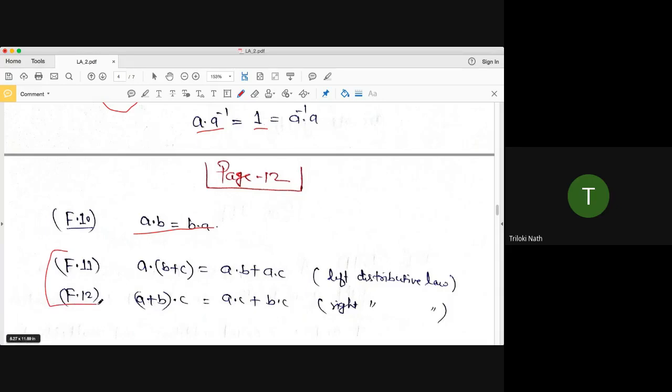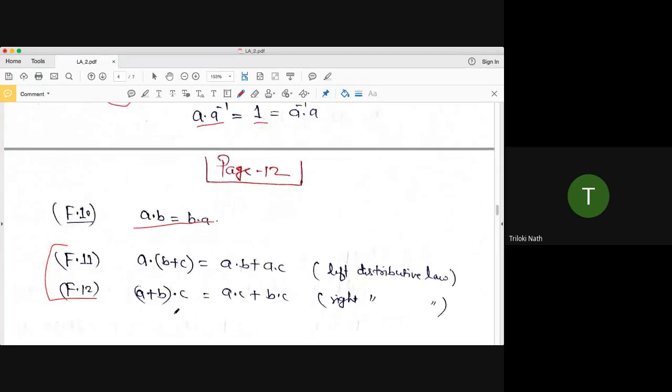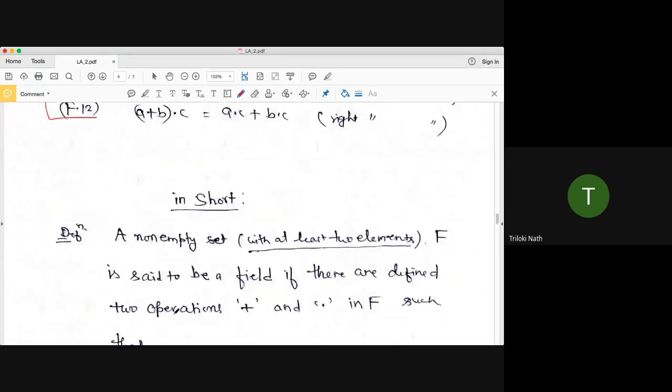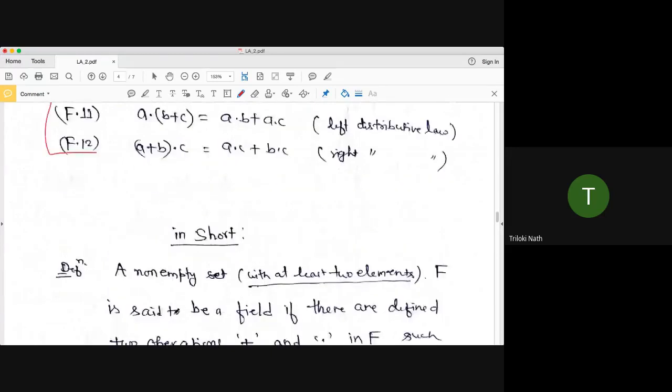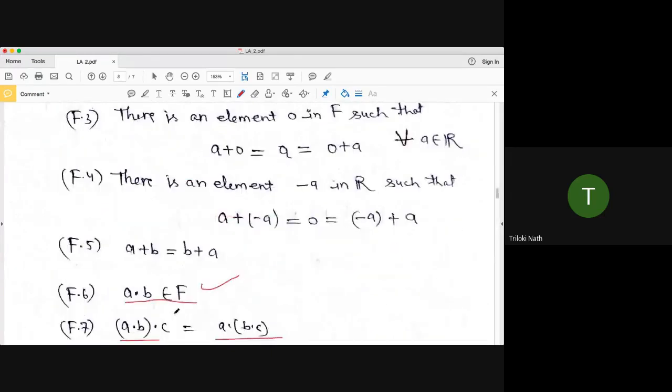The first one, the 11th, is called the left distributive law. Here multiplication distributes over addition from the left. And in 12, (A plus B) dot C is A dot C plus B dot C. So here multiplication distributes over addition from the right. That's why it is called the right distributive law. So in a nutshell, in short, a non-empty set with at least two elements, of course, because 0 and 1 you have seen here, 1 and this 0 must be different.